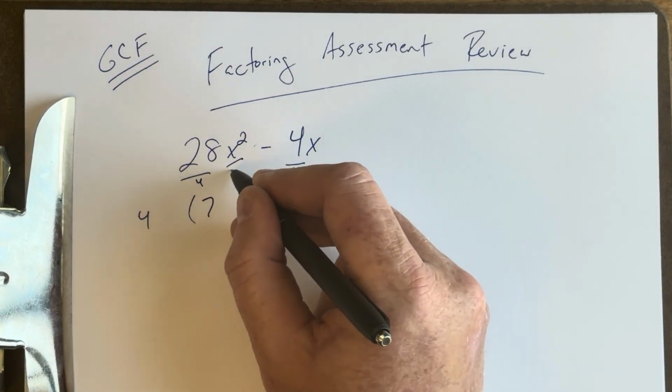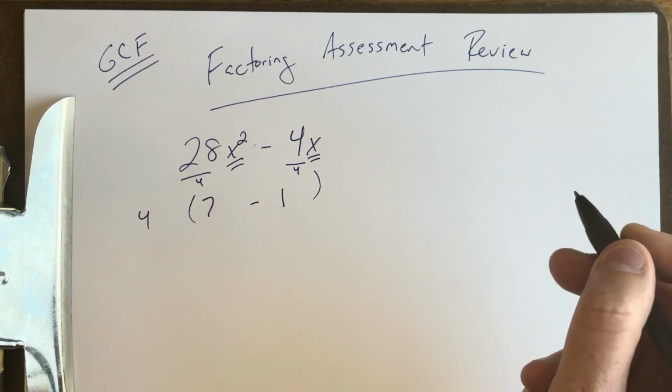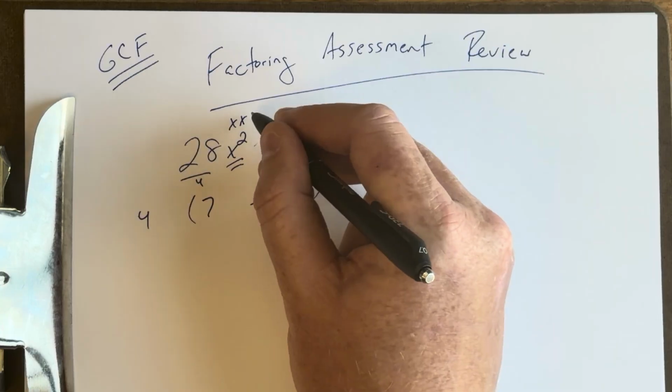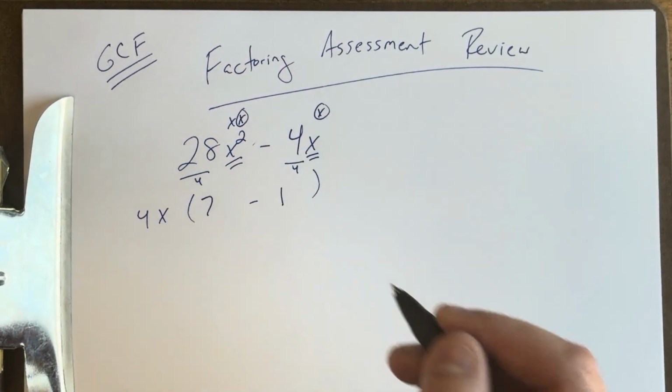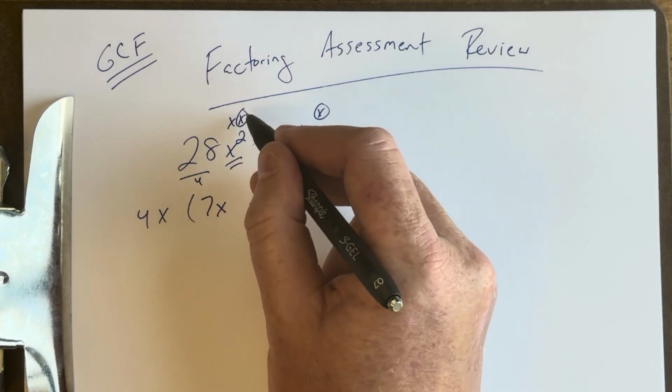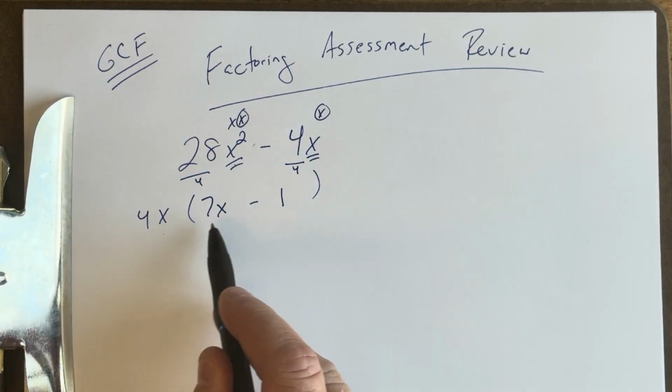Now, we've got x squared and we've got x. So what do they have in common? They both have at least 1x. So I'm going to bring 1x out. And I'm going to leave 1 inside because this one had 2. We brought 1 out, now there's 1.